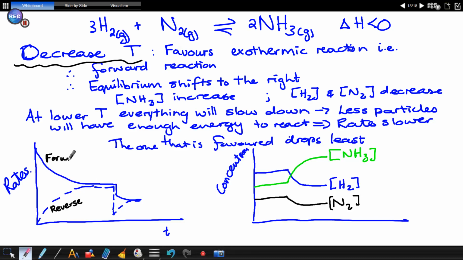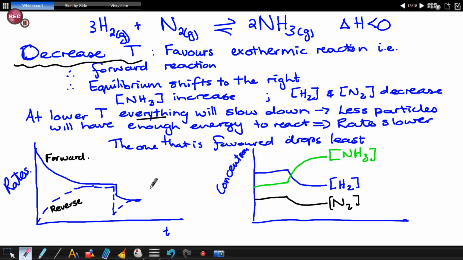Ma'am, will the exothermic reaction always change the most? No, the endothermic reaction changes. Will the endothermic always change the most with a change in temperature? Yes. So with rates, we only look at the endothermic reaction, which will always change the most in each case with a change in temperature.